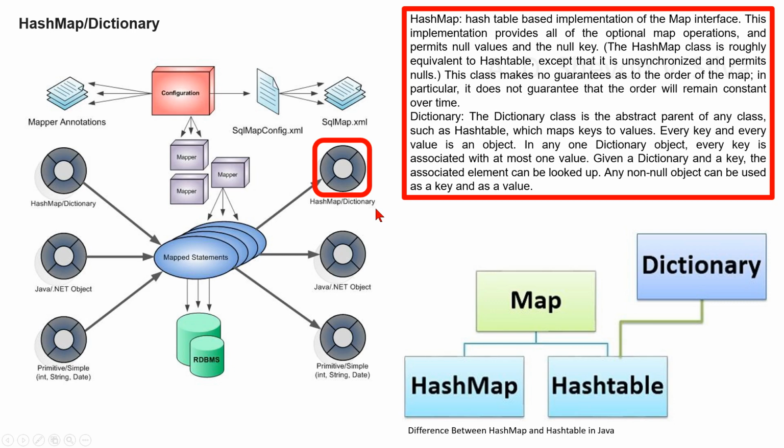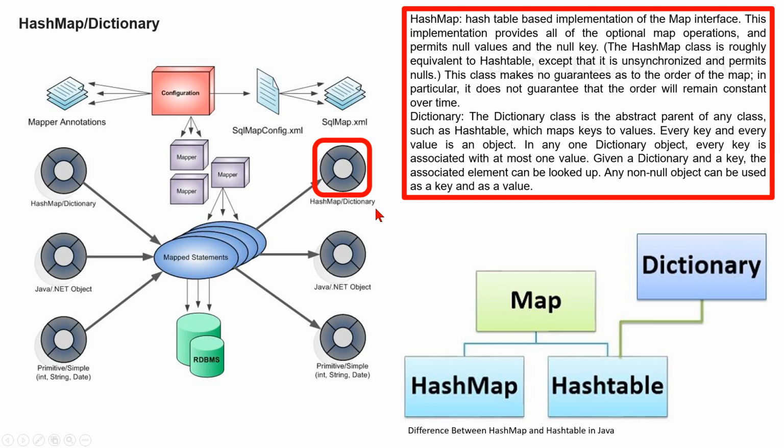This implementation provides all the optional map operations and permits null values and null key. The HashMap class is roughly equivalent to hash table, except that it is unsynchronized and permits nulls. This class makes no guarantees as to the order of the map. In particular, it does not guarantee that the order will remain constant over time.